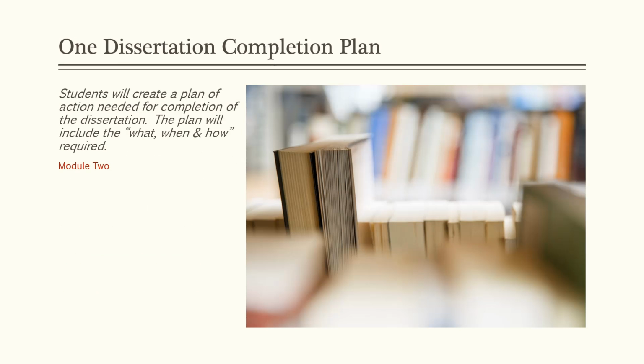Let's look at these assignments. The first coming up will be your dissertation completion plan. You will create a plan of action for how you will complete this dissertation. This plan will include the what, when, and how, and all of the details, the things that you need to do. This will serve as a good reflection for you to plan out the remaining actions for the dissertation. This dissertation completion plan will be due in Module 2.